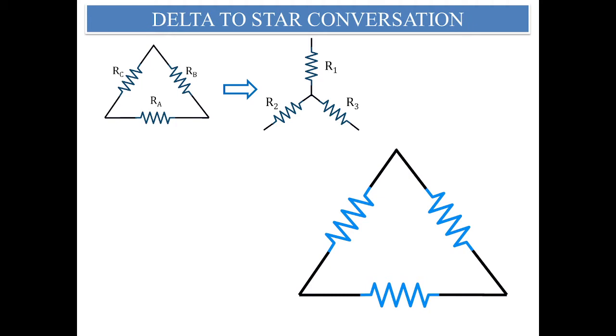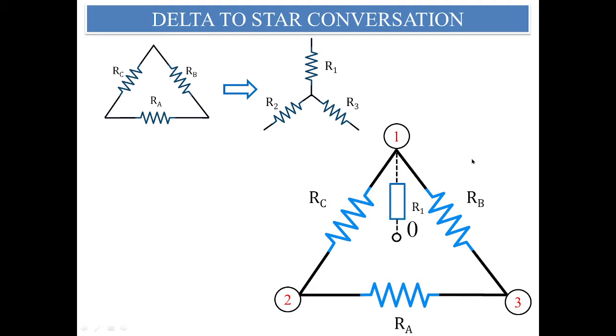First, we identify the values which are given for the delta network, which are RA, RB and RC. Then we designate the node points as node 1, node 2 and node 3. Now I'll take a reference node inside the delta network and name it 0. Now I'll connect a branch resistor of the star network, R1, from node 1 to node 0 like this. Now here you have R1.